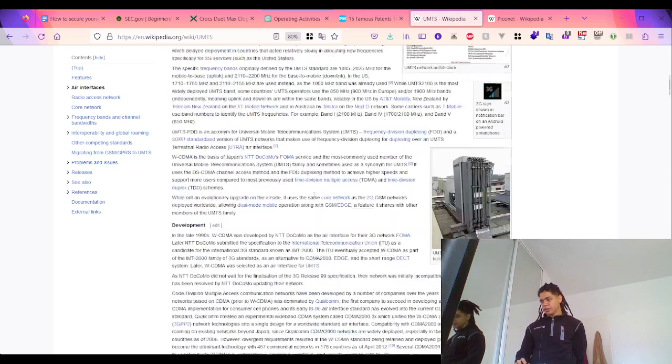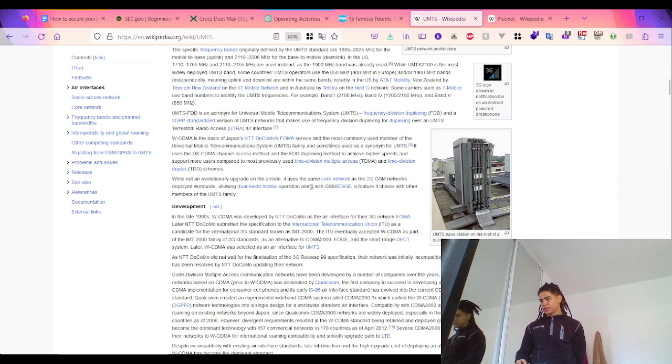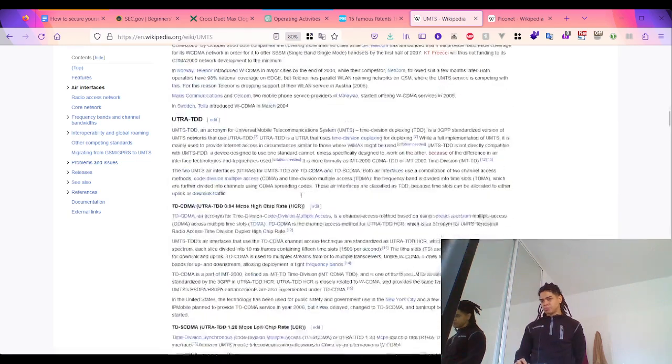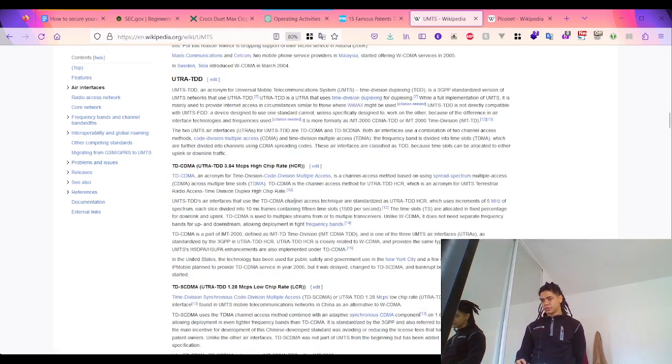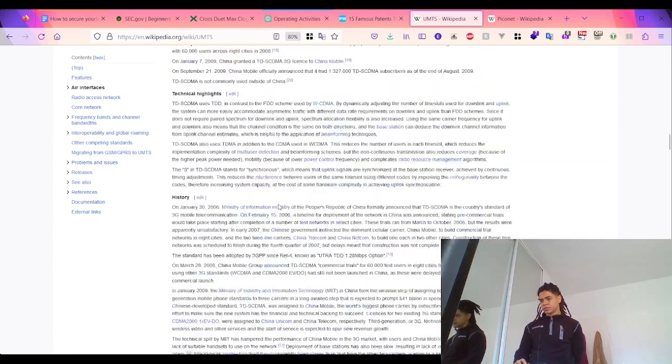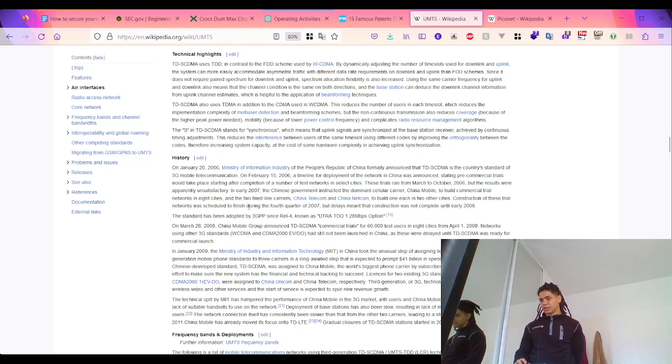W-CDMA. UMTS base station at the roof of a building. Technology highlight. History: the People's Republic of China formally announced that TD-SCDMA is the country's standard of 3G mobile communication.